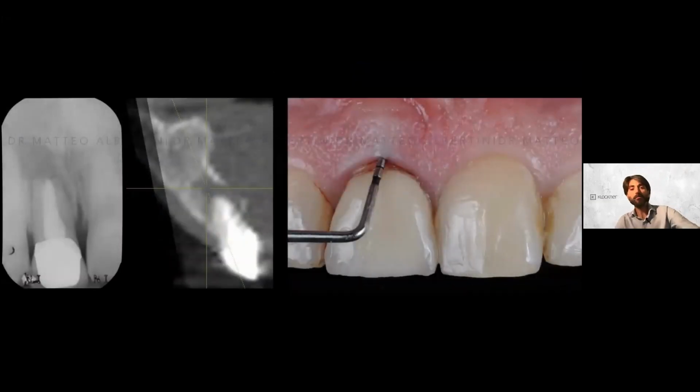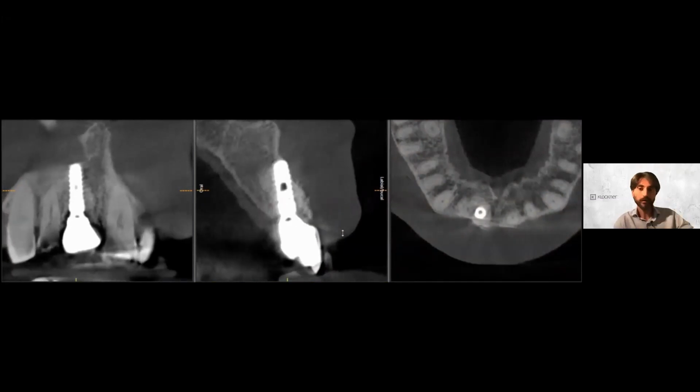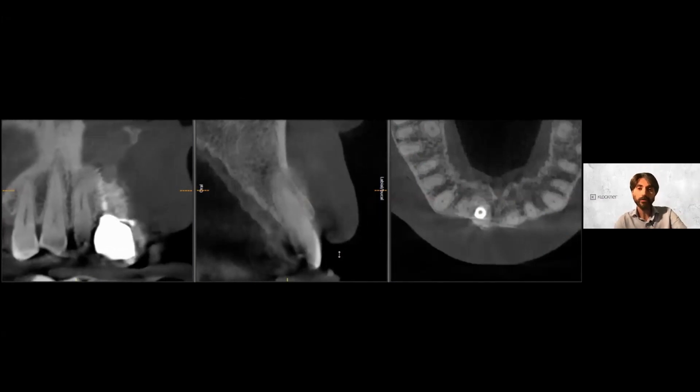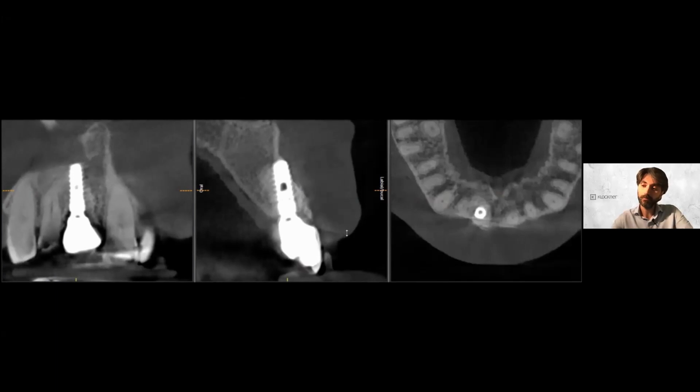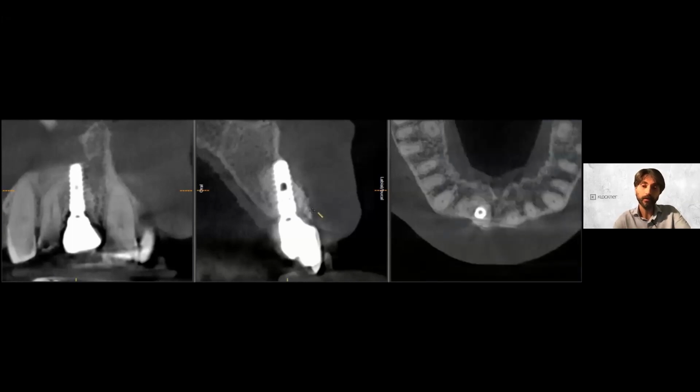So, going back to the first clinical case, I want to show you that it was easy to get bone availability at the coronal part, but you can see that the position of the implant was not perfect, because at that time we didn't use totally guided surgery, and it is very advisable to do it.